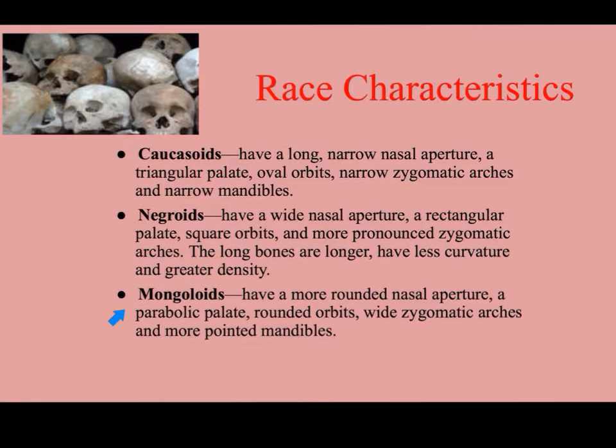When we look at Asians, they're going to have a more rounded nasal area. They're going to have more rounded orbitals where the eye sockets would be. They'll have a wider zygomatic arch or cheekbones. So let's look at some examples of these skeletons.